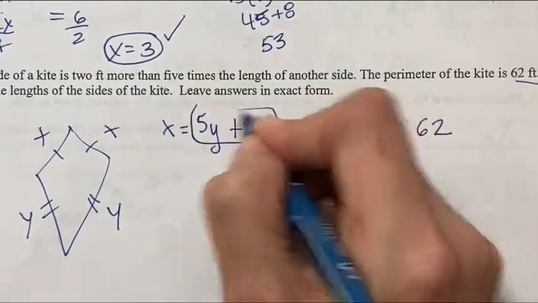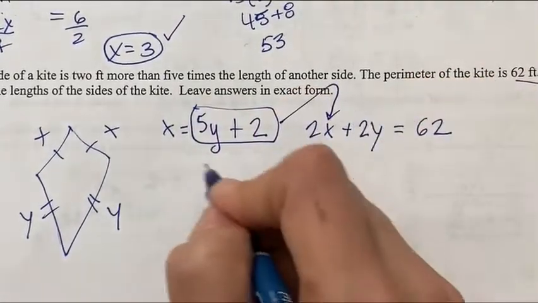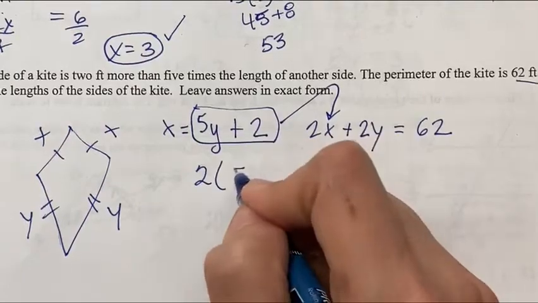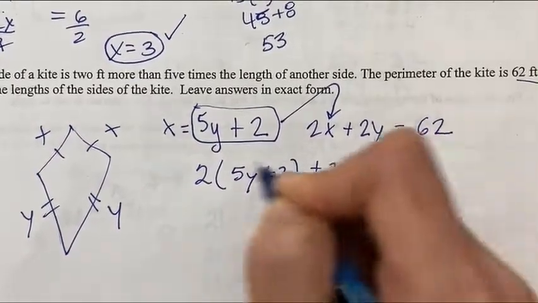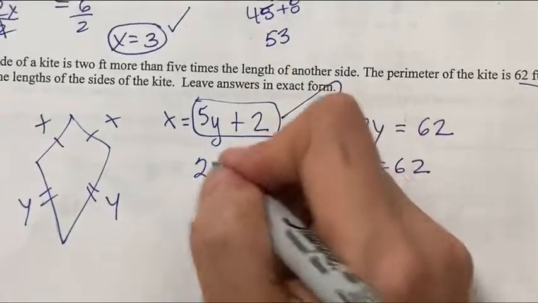Okay, so we can take this and substitute it in here where we see the x. 2 times 5y plus 2 plus the 2y equals 62. Now let's distribute.